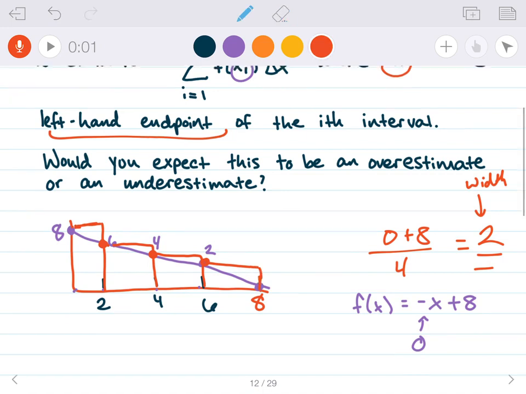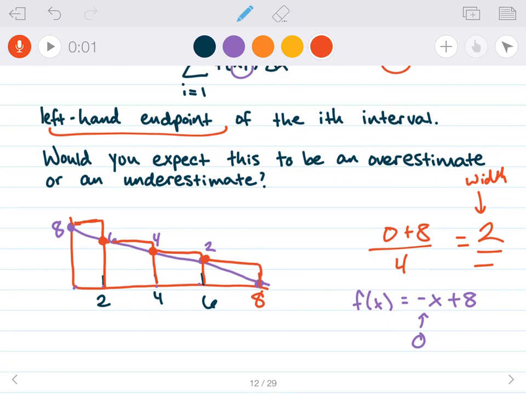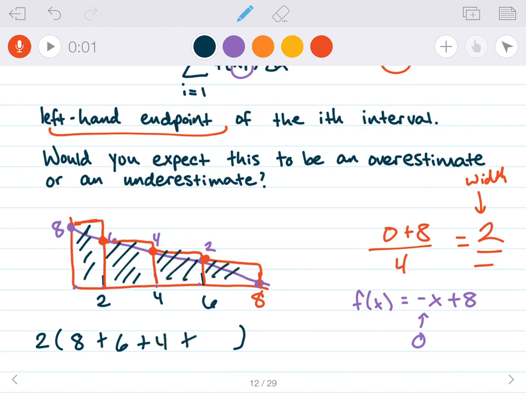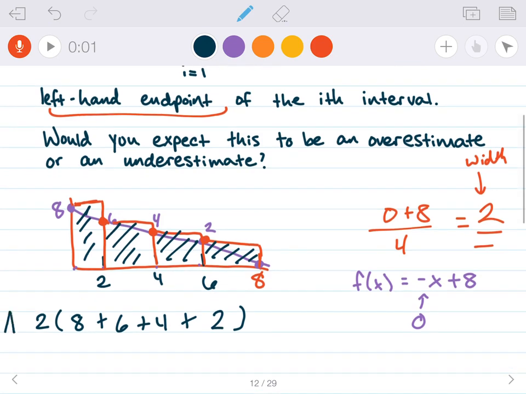Let's go ahead and find the area. So the width for all of these is going to be 2. So let's factor that out. And then the height is going to be the y value of the left-hand endpoint. So the first rectangle has a height of 8. The second rectangle has a height of 6. The third one has a height of 4. And the fourth one has a height of 2. So that's that. The area is equal to 40.